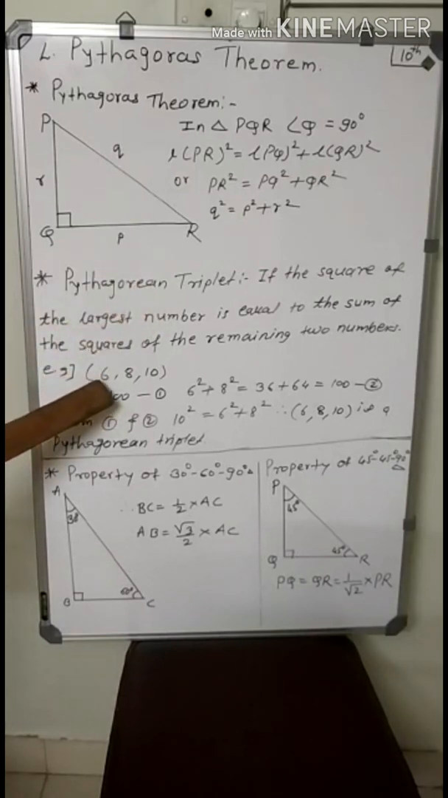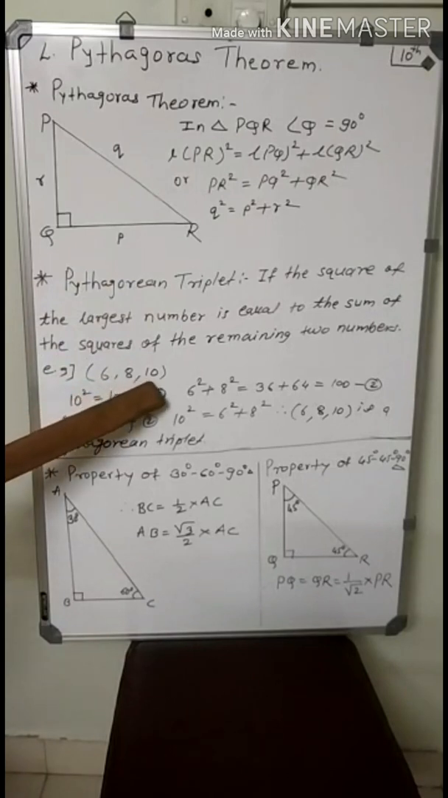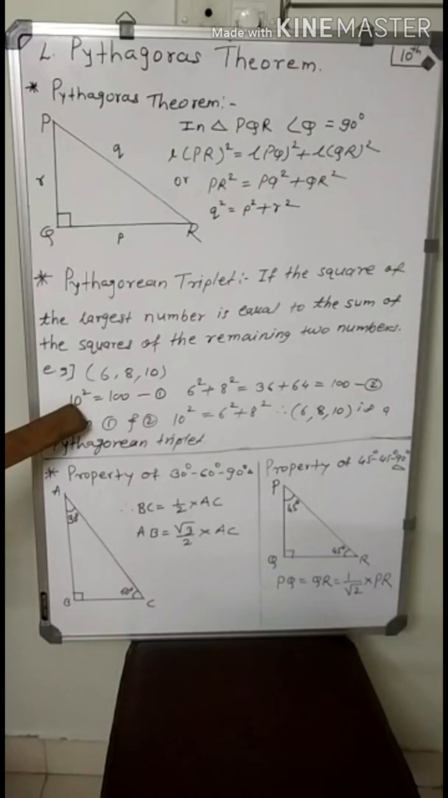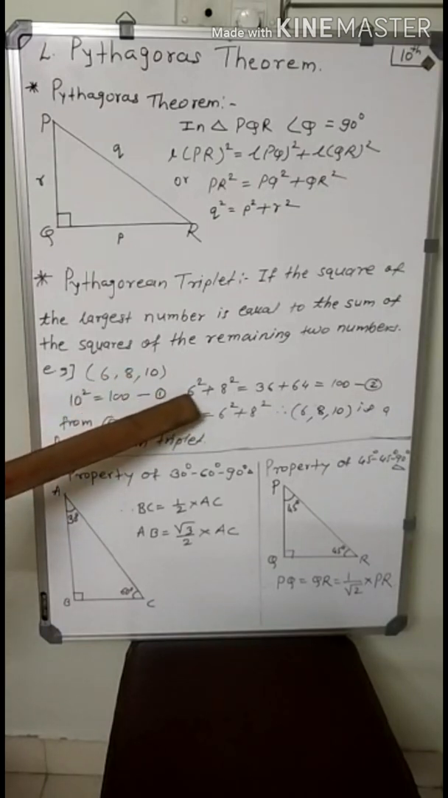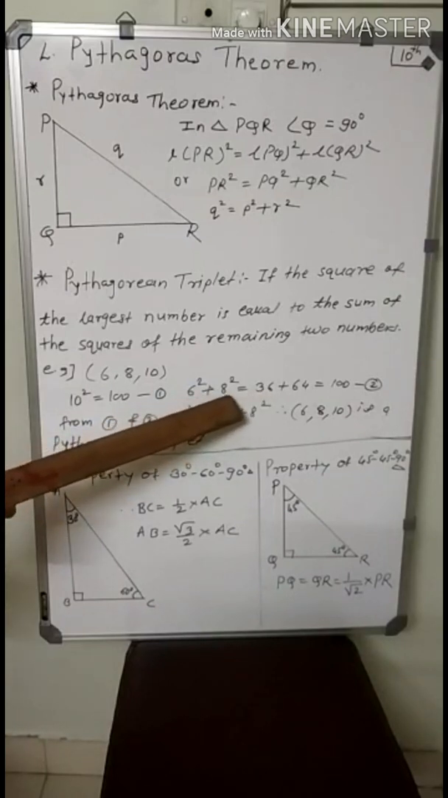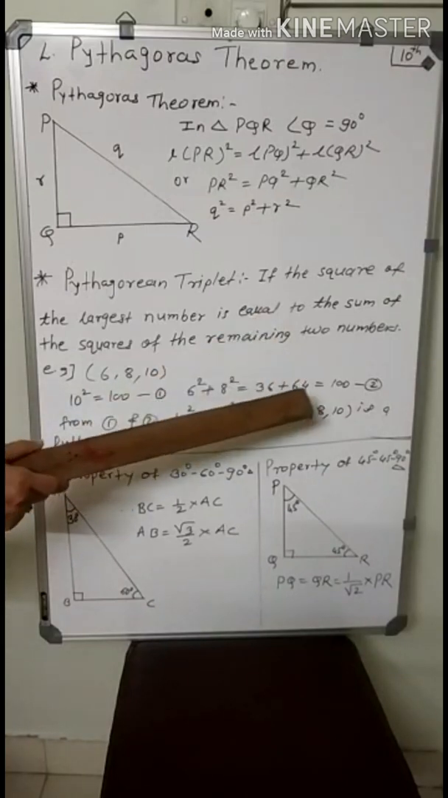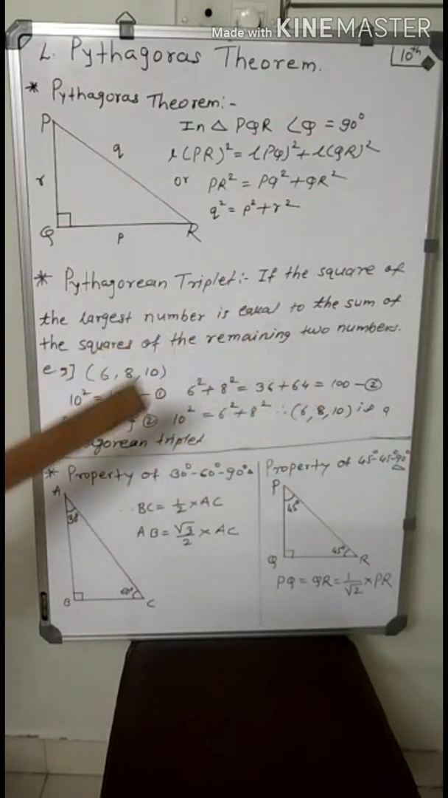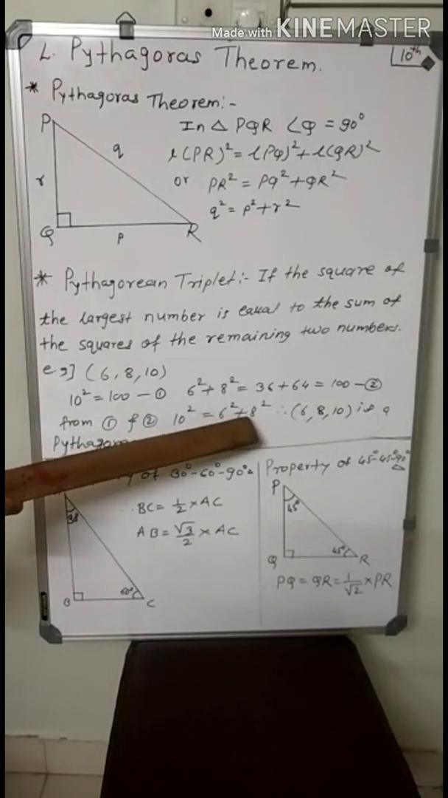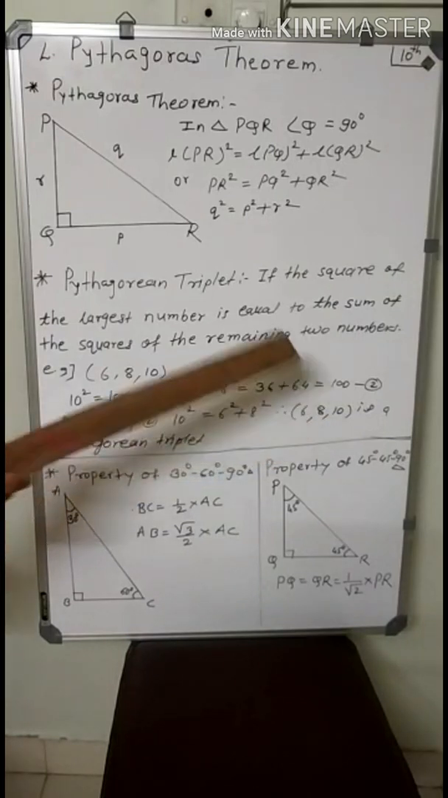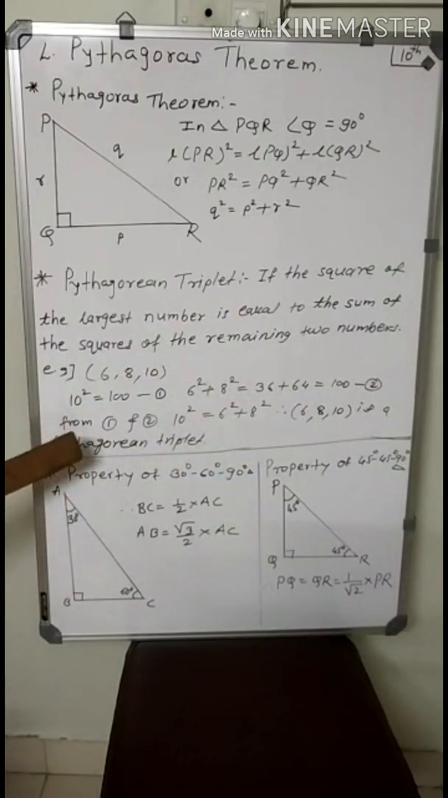For example, here three numbers are 6, 8, 10. Among these three numbers, 10 is the greatest. So square of the greater number, means square of 10, equal to 100. This is 1. And the remaining two numbers are 6 and 8. So sum of squares of these two, 6 square plus 8 square. Square of 6 is 36 and square of 8 is 64. And their sum is 100. If this is statement number 2, then from 1 and 2, 10 square equal to 6 square plus 8 square. Therefore 6, 8, 10 is a Pythagorean triplet.